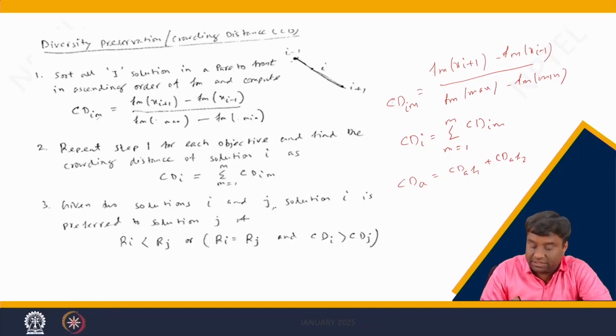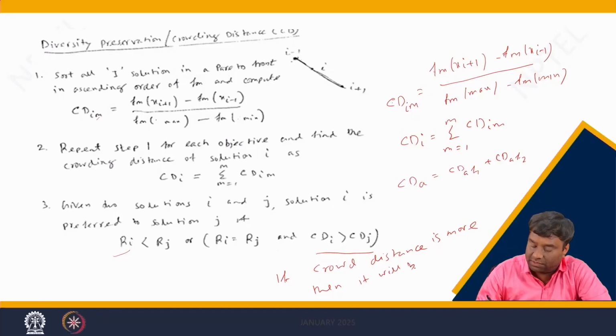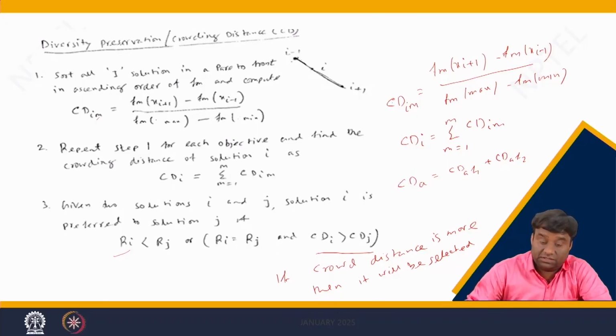Given two solutions I and J, solution I is preferred to solution J if its rank is less, I mean front one is selected over front two, like that. If these two are equal, then the one with more crowding distance will be selected. So the larger crowd distance is selected, that is, the point from the less crowded area. If the crowd distance is more, then that point is selected. So this is the concept. We need to learn how to find the crowd distance.